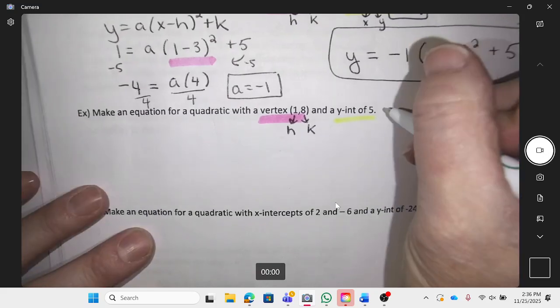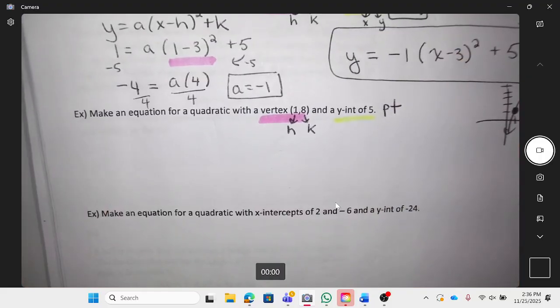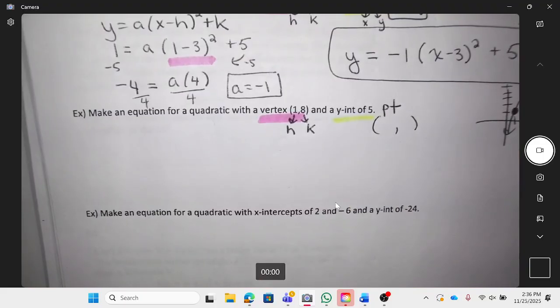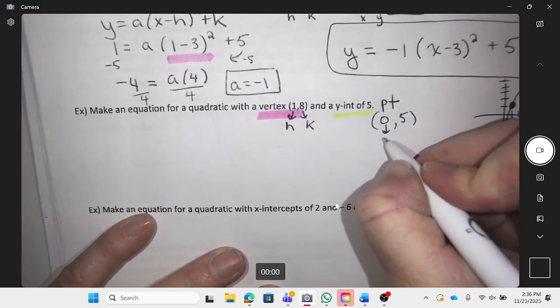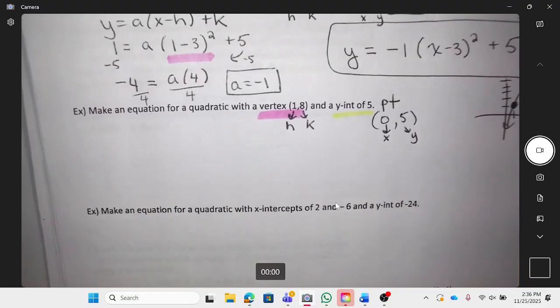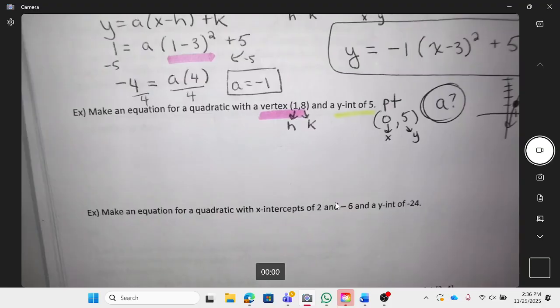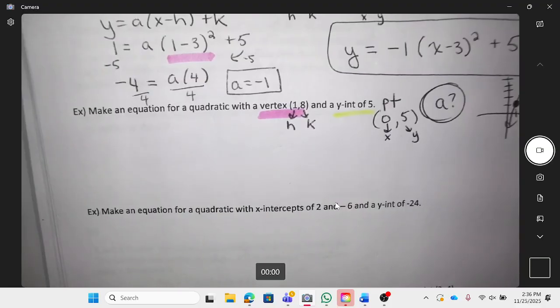Okay? It's a point. Oh, but that's weird because points should be written something, comma, something. How would you write a y-intercept as an actual point? 0, 5. Good. Every time we have a point, what letters associate with a point? X and Y. So what's the piece of information I don't know? I have no idea what this slope is, right?